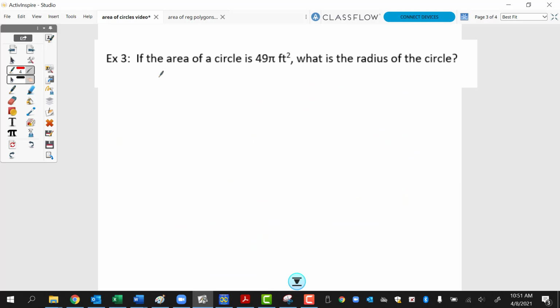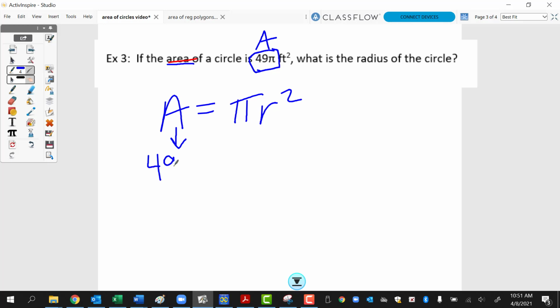Okay, now we gotta talk about working backwards. So this time they're giving me the area is 49 pi. What is the radius? So since we're talking about area, I'm gonna write down the area formula. Why are you not clicking the one I want? Area. So A equals pi r squared. Okay, great. They told me the area is 49 pi. So I'm going to put 49 pi where A is. 49 pi equals. Now I'm supposed to be figuring out what the radius is. So I'm going to leave that as r.